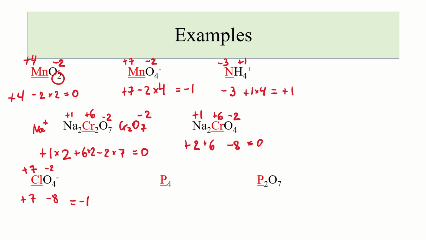P4 is elemental phosphorus, and the oxidation state of elements is 0. And then P2O7, diphosphorus heptoxide. Start with the oxygen, -2 times 7, that's -14 for 7 oxygen atoms. This is a neutral compound, so for the phosphorus, we would need a +7 oxidation state. +7 times 2 is 14, minus 14 equals 0.